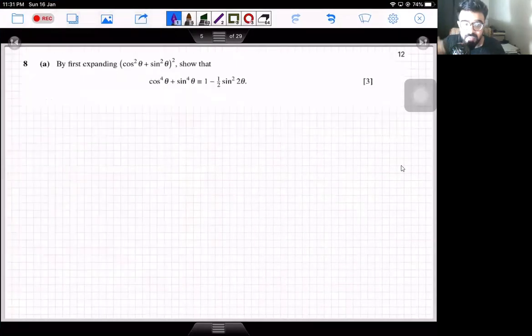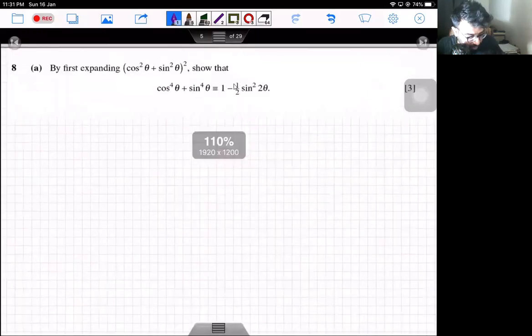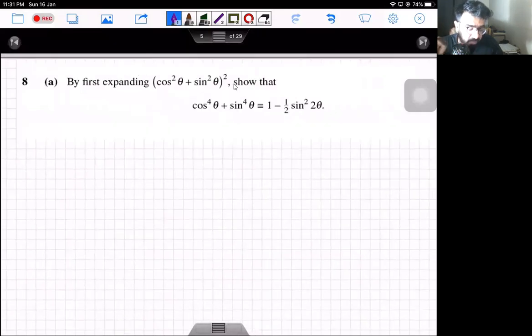By first expanding (cos²θ + sin²θ)², show that cos⁴θ + sin⁴θ is exactly equal to 1 minus half times sin²2θ. First of all, we are going to start with (cos²θ + sin²θ), the whole thing squared.